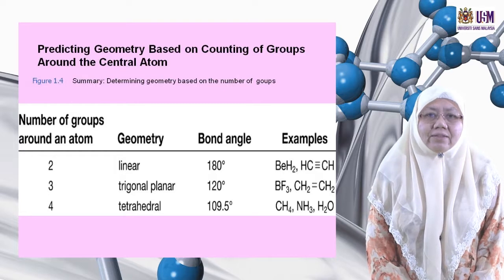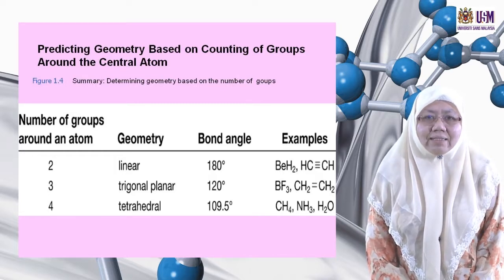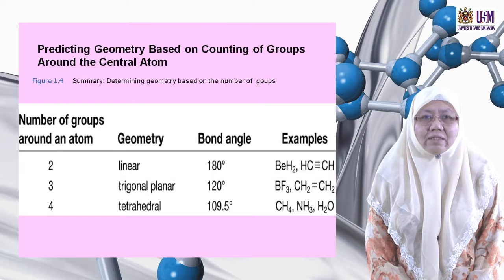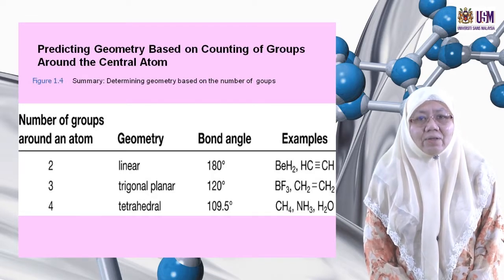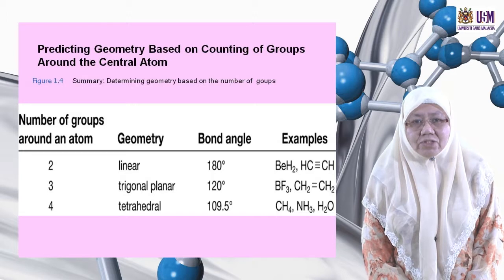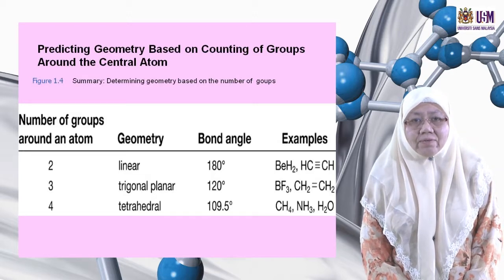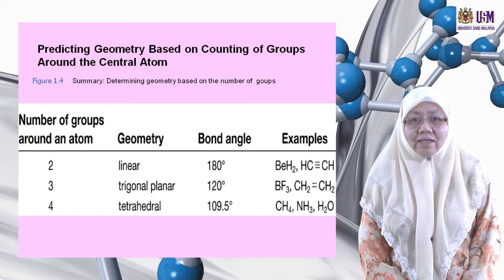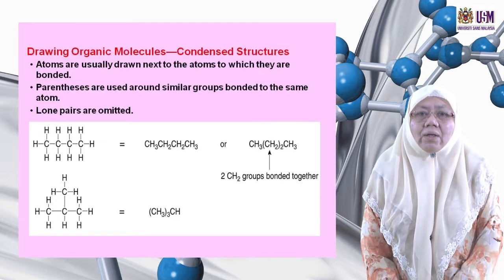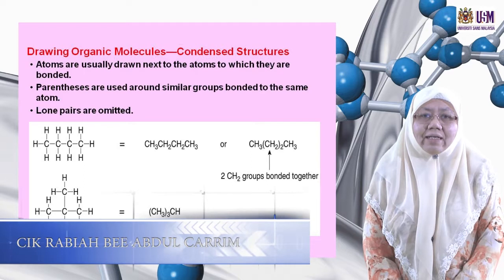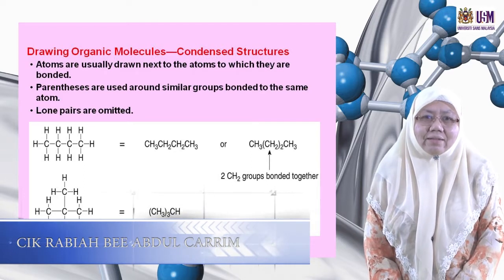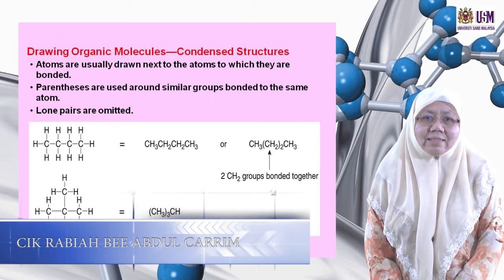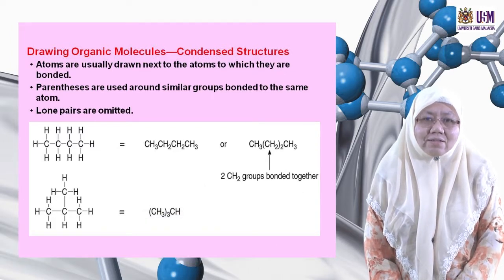We can predict the geometry based on counting the number of groups around the central atom, and the following table shows the number of groups of atoms around an atom and the geometry and also the bond angles. Organic molecules can be represented using a few structures. The first one that we will see are condensed structures.